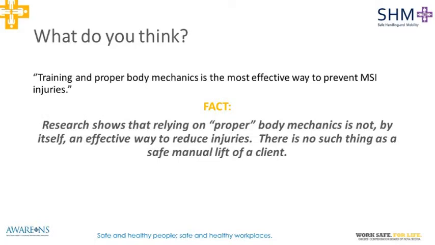The other thing we hear about as far as prevention is proper body mechanics. Proper body mechanics is very important, but all the research shows that it doesn't matter how well trained somebody is or how much they use proper body mechanics. If you're lifting too much, you're lifting too much. It doesn't really matter that you're using proper body mechanics. So proper body mechanics in combination with that 35-pound maximum is what gets us our best results. Proper body mechanics on its own is not enough.